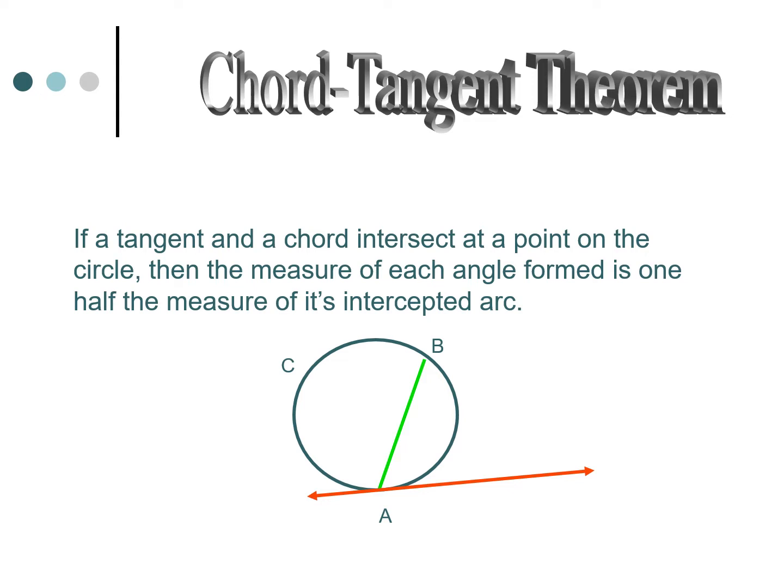It says if a tangent, this line, intersects a chord, so that's the chord, at a point on the circle, so this point right here that's right on the circle, then the measure of each angle formed is 1/2 the measure of the intercepted arc. So what that means is the angle that's in here is half the arc out here. And then same thing on the other side. The angle in here is half the arc that's on the outside. All right?